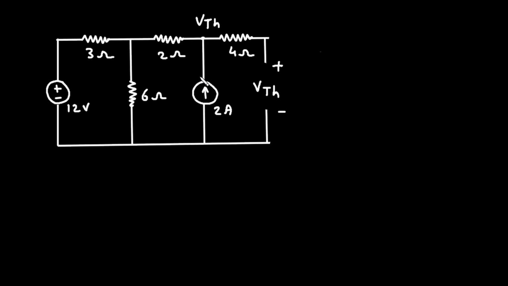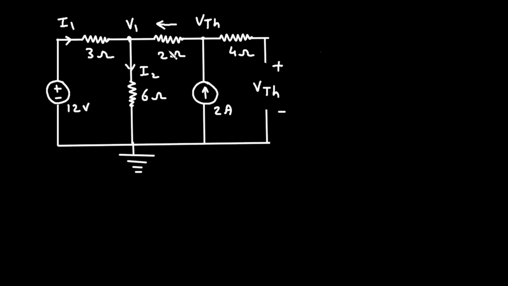So here we can use mesh analysis to find the value of VTH, or we can use nodal analysis to find the value of VTH. So let's use nodal analysis. Let's say this is a reference node or ground node. Let's say this is node V1 and this is node VTH. We have to assume all the currents towards this reference node. So let's say this is current I1, this is current I2, and this is current.